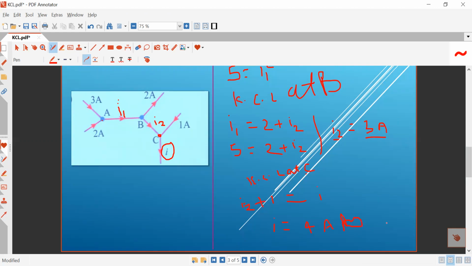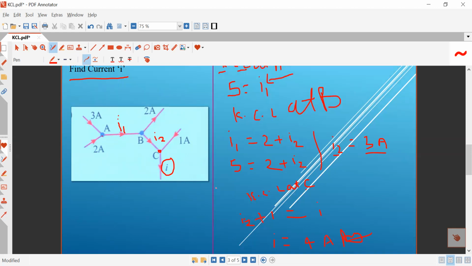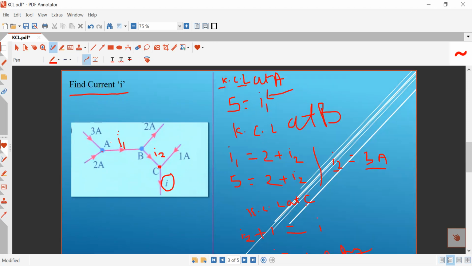In this way, you can determine the value of current. So you can see through this problem what is the application of Kirchhoff current law. By using Kirchhoff current law, you can find the value of current between the nodes, or you can distribute the current in the various branches of an electric circuit. So this is problem 1.